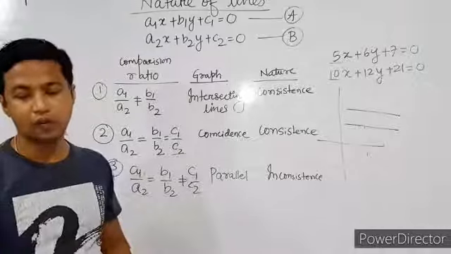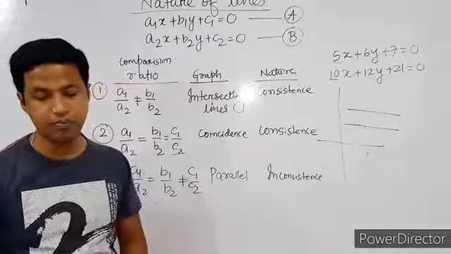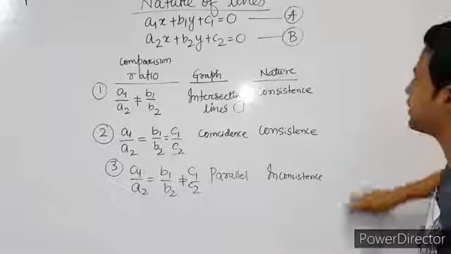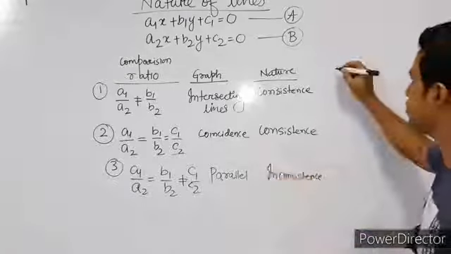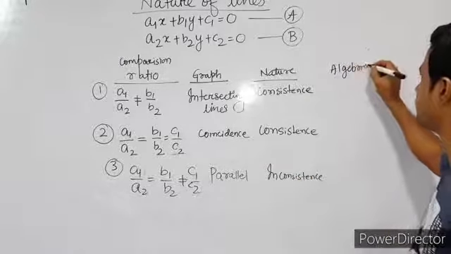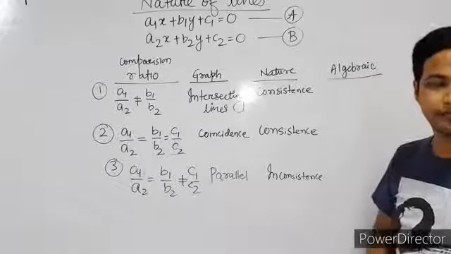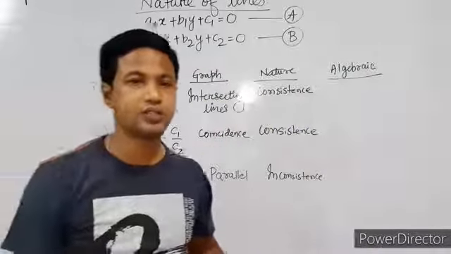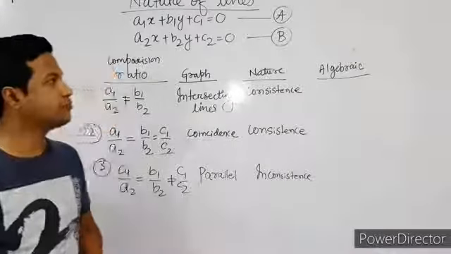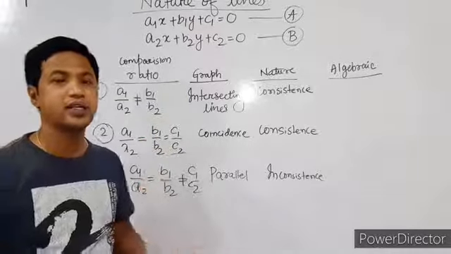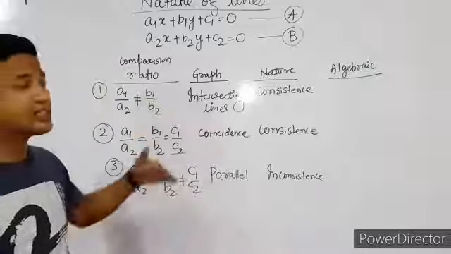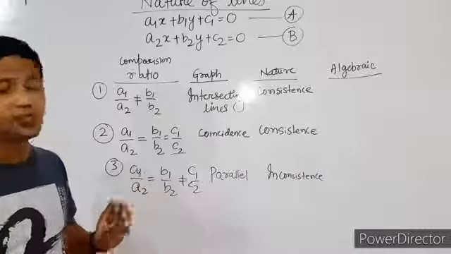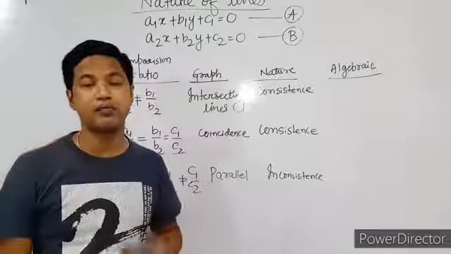So after these 3 cases, how will we identify what kind of solution it will be? If it satisfies the first case, second case or third case, what will be the algebraic form? Algebraic form means the solution of the equation. So students, now we will go for its solution, means how many solutions will come. When we compare the ratios and see which case it satisfies, we can easily identify what kind of solution will come, means how many values x will have and how many values y will have.